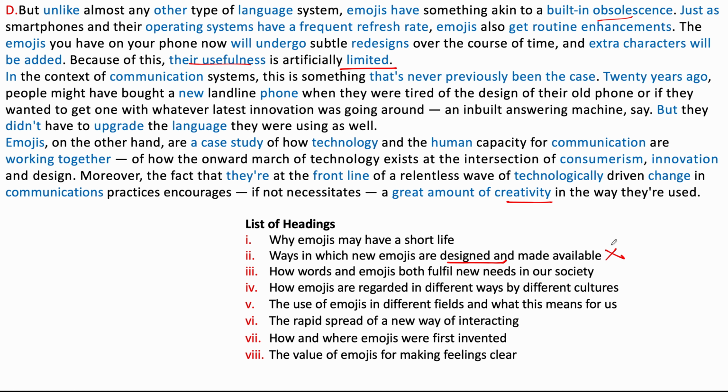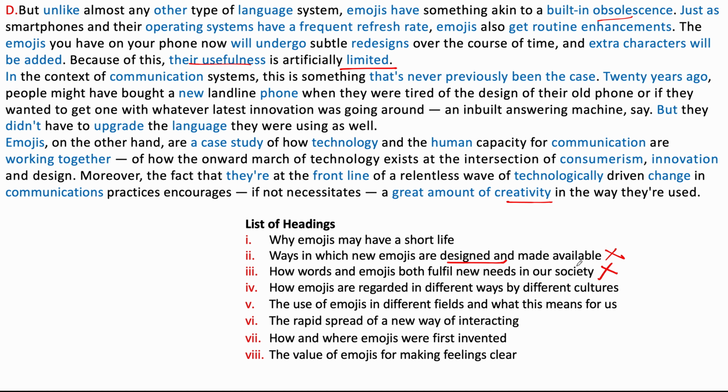The third one says how words and emojis both fulfill new needs in our society. While the section talks about communication and creativity, it does not discuss how words fulfill new needs of society.